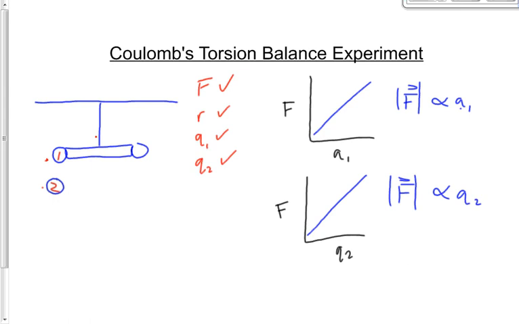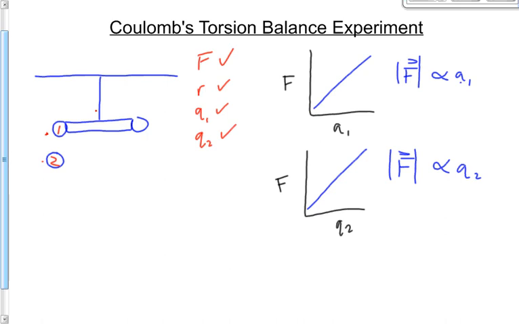If Q2 goes down by a factor of 16, then F goes down by a factor of 16, right? They're linearly related. Whatever happens to Q2 happens to F. Finally, he performs his third experiment where he changes the value of R. This one produces a graph that looks like this. That's not a linear relationship. In fact, as R goes up, F goes down. But it's not a linear decrease in F as R goes up.